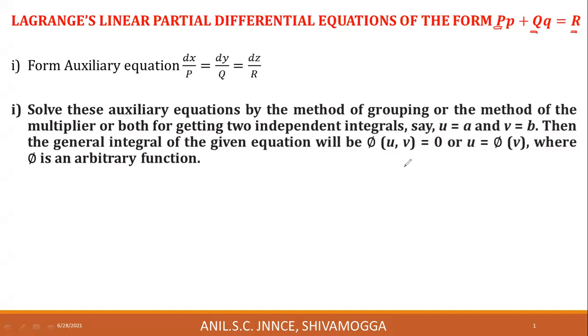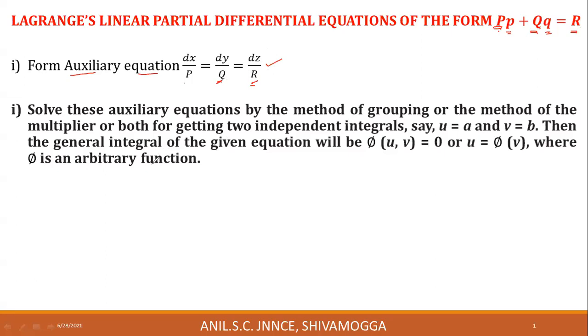Working procedure. First, we have to construct the auxiliary equation. Auxiliary equation is always dx divided by coefficient of small letter p, that is capital letter P, is equal to dy divided by coefficient of small letter q, denoted by capital letter Q, is equal to dz divided by R. Whatever there is in the right hand side, you treat it as R. The resultant is called auxiliary equation. This is the first working rule.